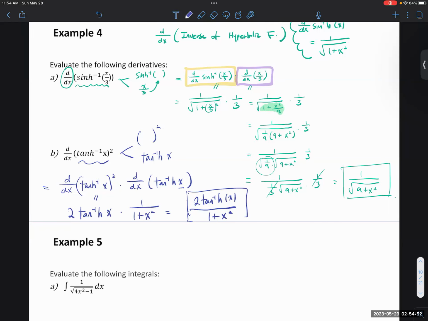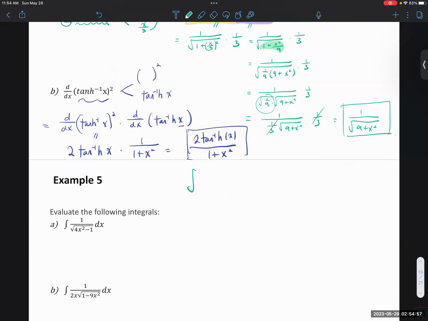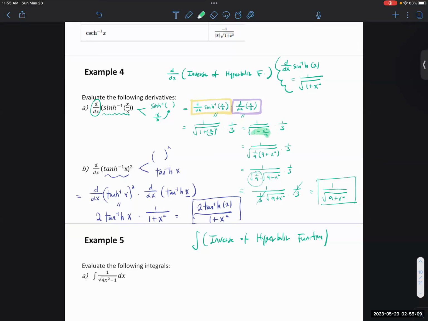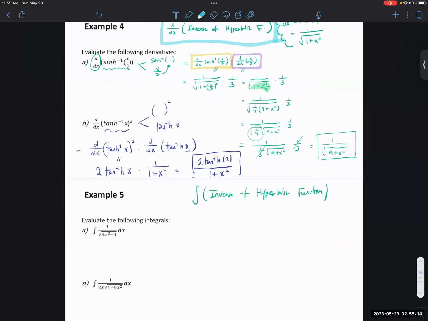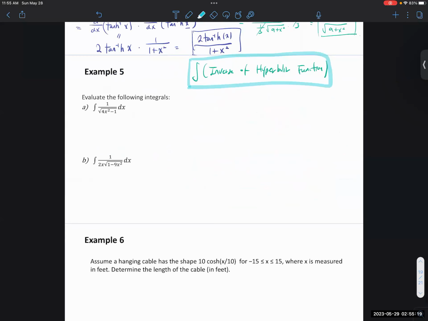Now, what we're going to do in the following question is an integral. The inverse of a hyperbolic function, the backward. The first example I showed you was the derivative of the inverse of a hyperbolic. Now we're going to take the integral of the inverse of a hyperbolic. So we don't need to be scared of anything. We can look at the following two examples. I'm going to just do the first one. So what do you guys think?